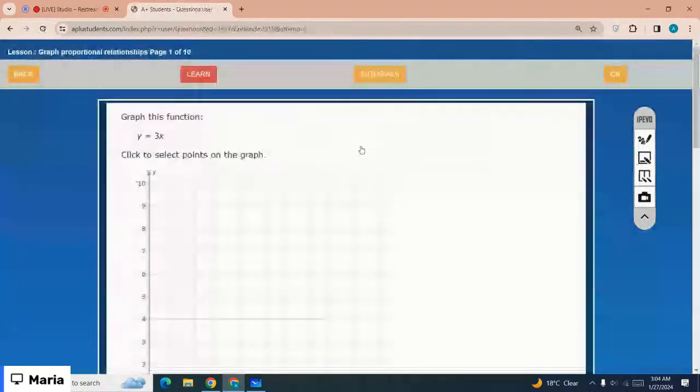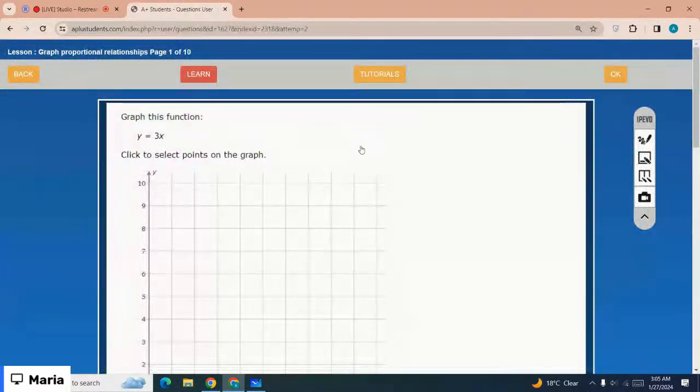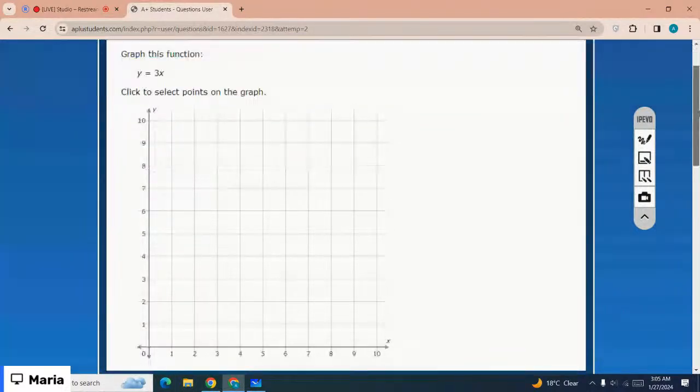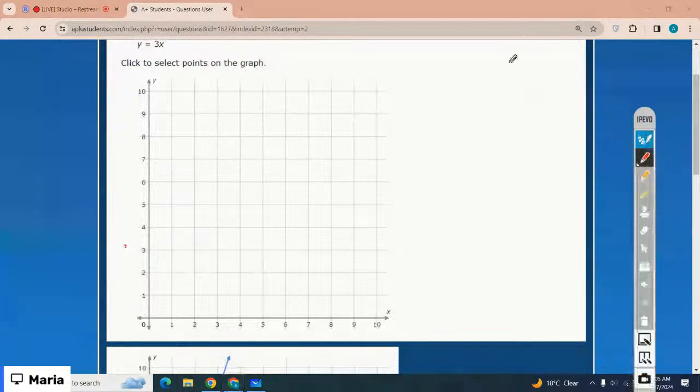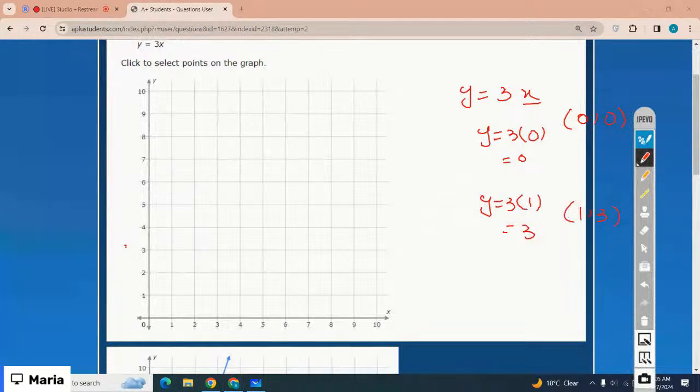Okay, the first one is the function y equals 3x. Let's just plot the function y equals 3x. You have to find the ordered pairs, then you have to plot them on the graph. So y equals 3x, just replace the x with 0. Y equals 3 times 0, y is 0. So the ordered pair is 0, 0. Let's just replace x with 1. So y equals 3 times 1. 3 times 1 is 3. So the ordered pair is 1 and 3. You can plot these 2 points.